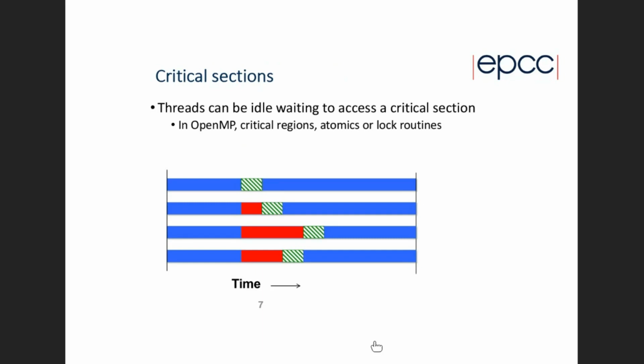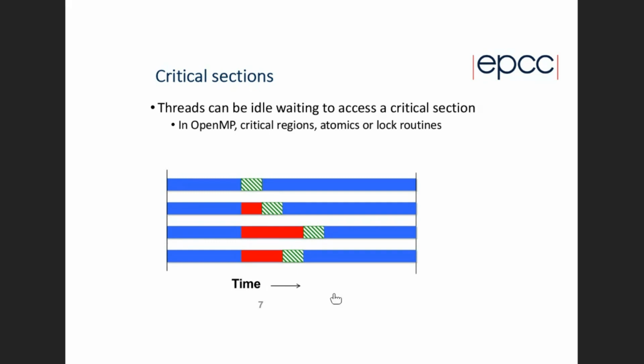There are other possible situations where threads can be idle. In particular, synchronization like critical sections. Threads can be idle there. In OpenMP that can be critical regions with a critical directive, or atomics, or lock routines, for example.